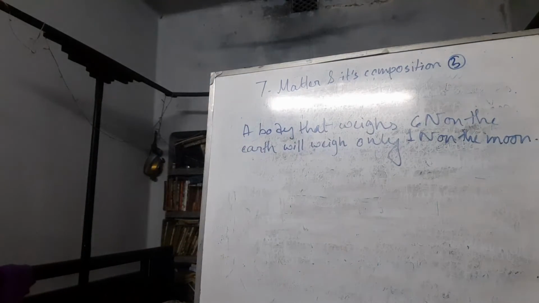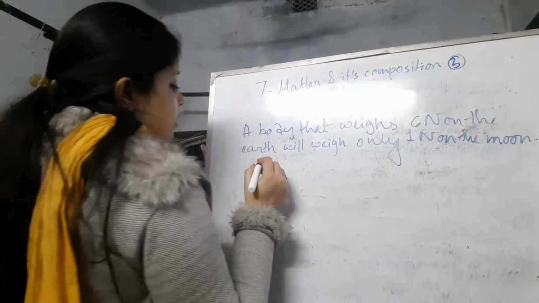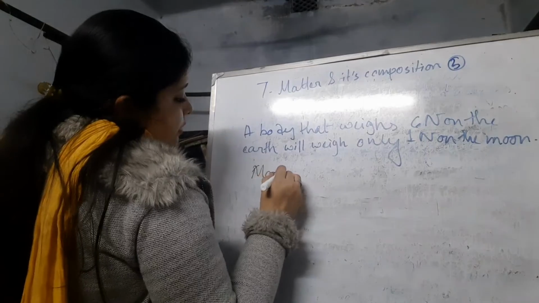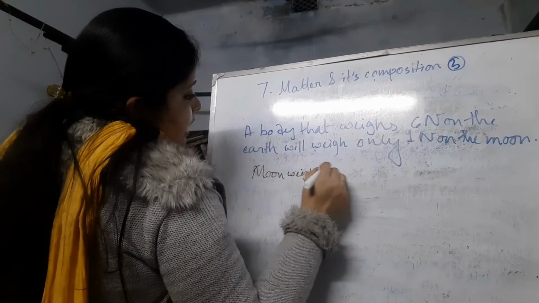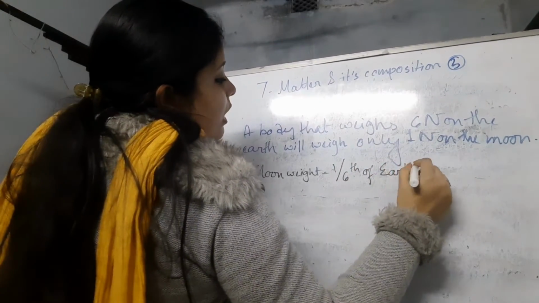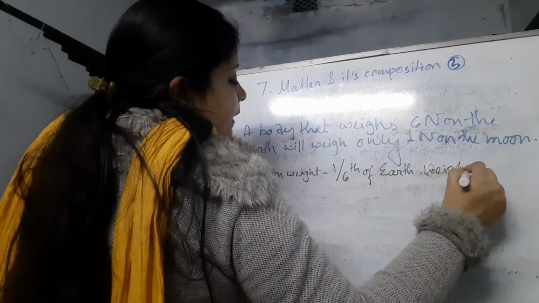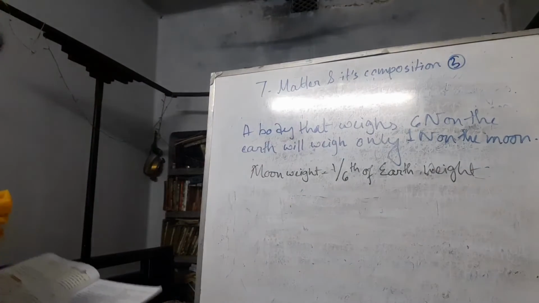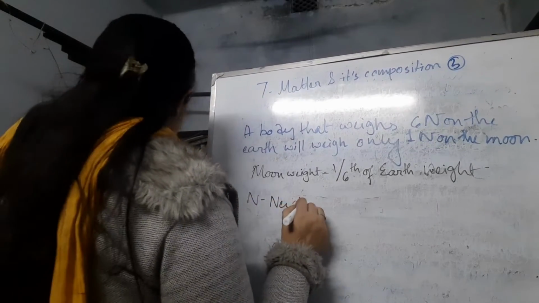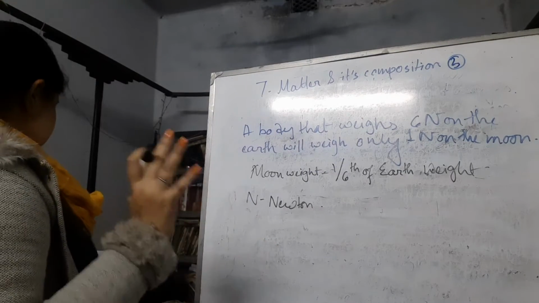That means the moon weight is actually 1/6 of the earth weight. And this thing we denote by the Newton, N. The Newton, N, is the symbol of the Newton, and it is the standard unit of force.